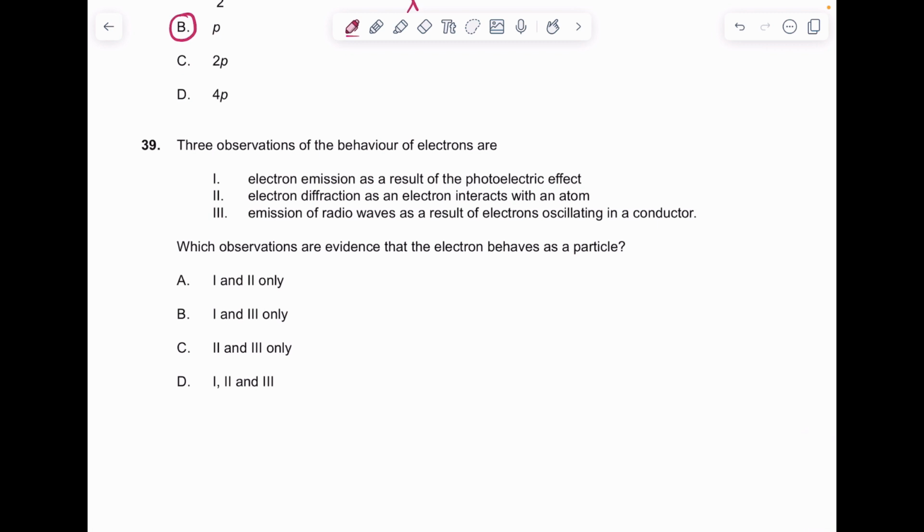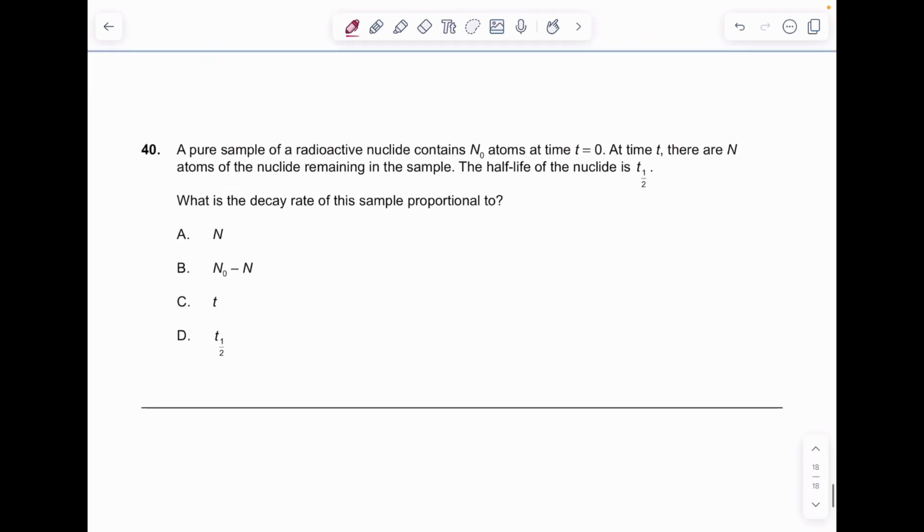Behaviour of electrons. Which of these are evidence that the electron behaves as a particle? So electron emission as a result of the photoelectric effect, the electrons are behaving as particles in that scenario. They absorb a photon, they're emitted as a particle from the surface. Electron diffraction, well, diffraction is wave behaviour, that is not particle behaviour. Emission of radio waves as a result of electrons oscillating in a conductor, that is electrons moving up and down between energy levels and emitting photons, that is then behaving as particles, so it is 1 and 3.